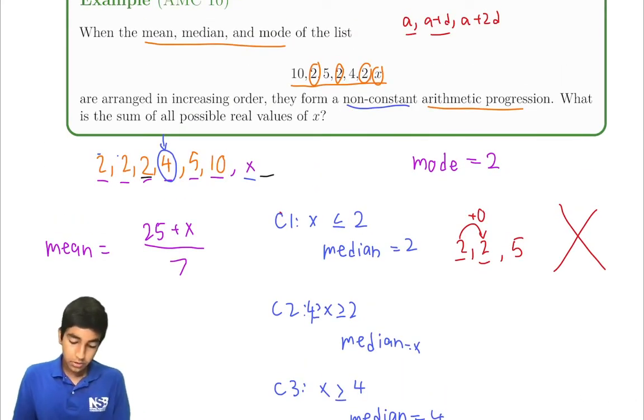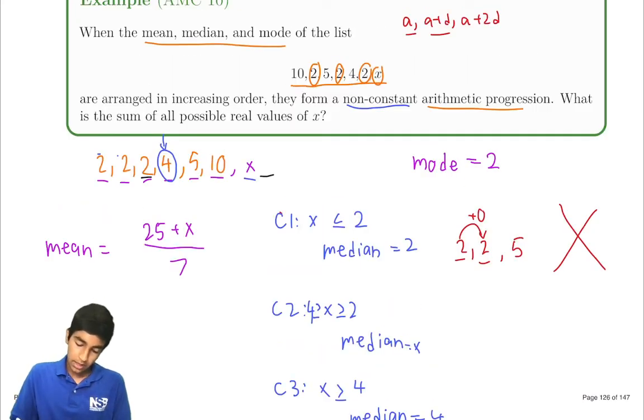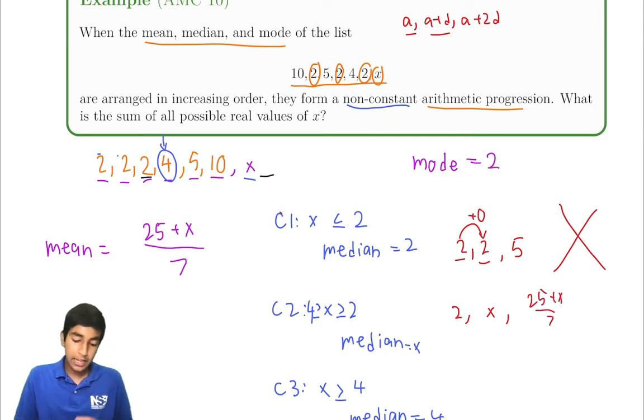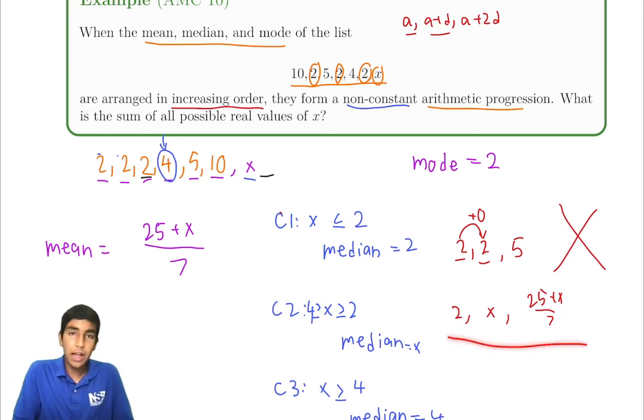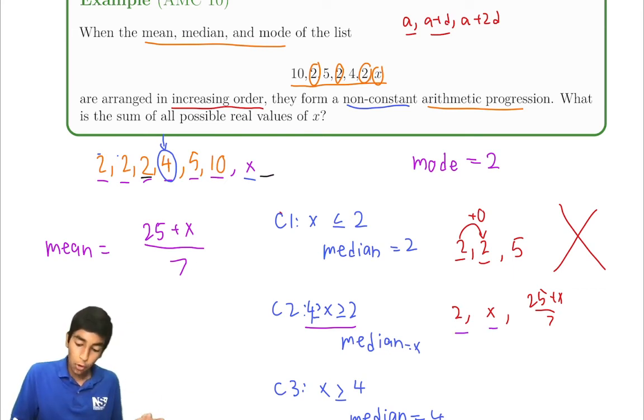Now, what about the second case here? Median equals x. If median equals x, then maybe we do have a possibility here. 2, x, (25 plus x)/7. Now the thing here is, in increasing order they form an arithmetic progression. But we don't know the order of these three terms. We don't know, or do we actually? We know that x is greater than or equal to 2. So we know that 2 must be before x. But what about the order between x and (25 plus x)/7?